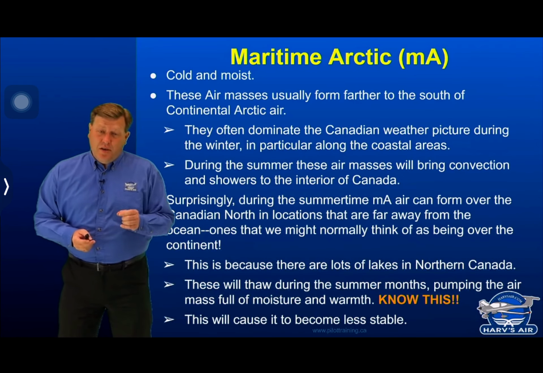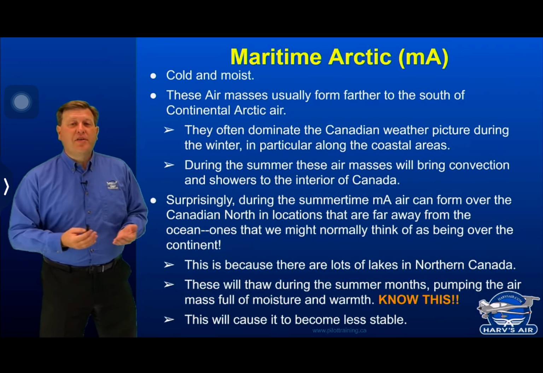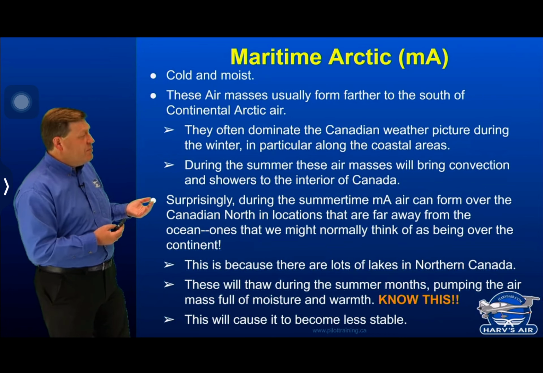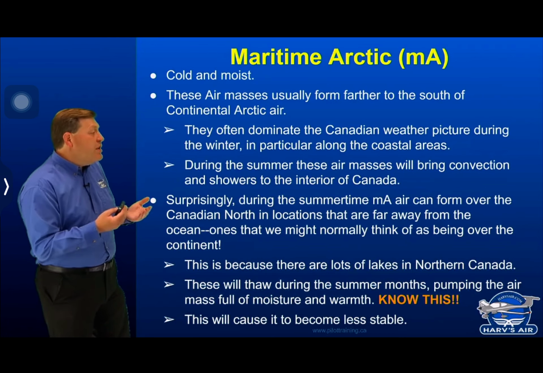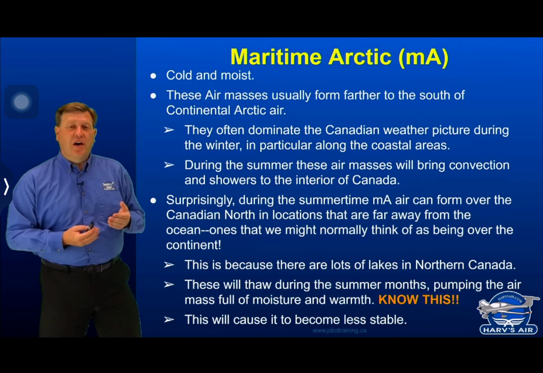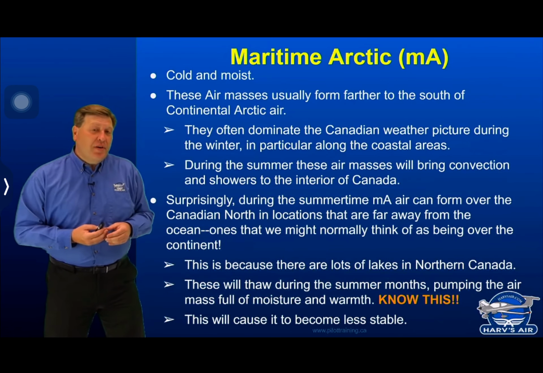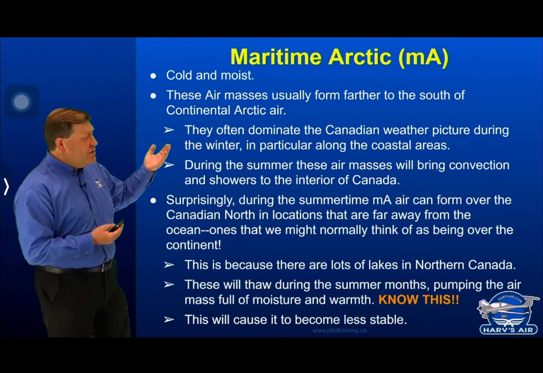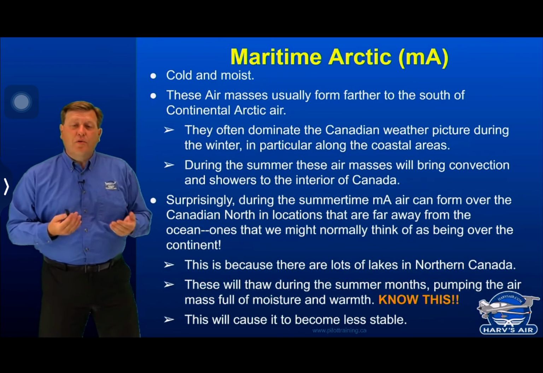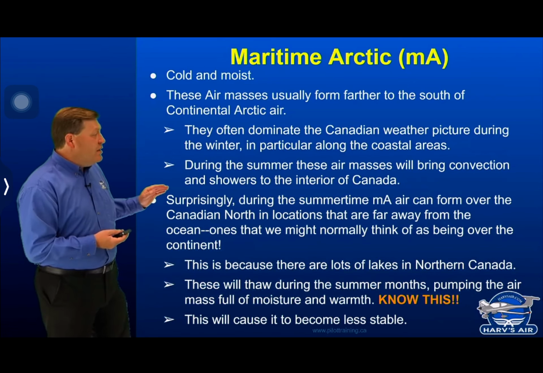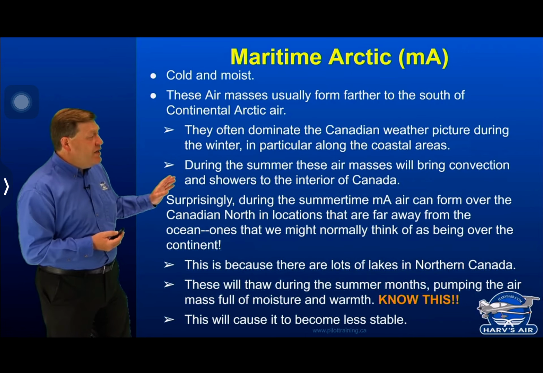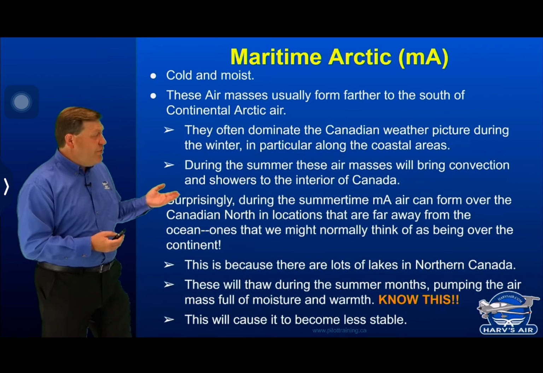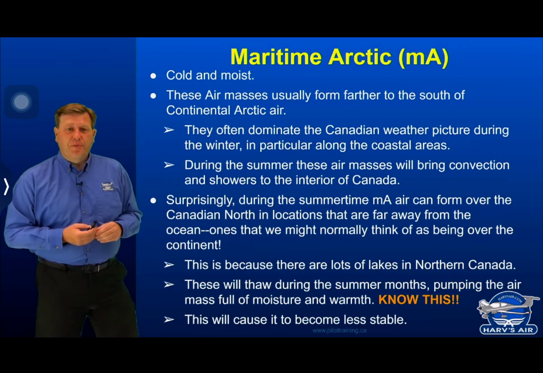The next common air mass in Canada is the maritime Arctic. These, of course, are cold and moist. These air masses usually form a little bit further to the south of those continental air masses. And when it comes to Canadian weather, these actually are one of the most dominant ones, particularly during the winter and particularly along coastal areas. During the summertime, if we get one of these in the more middle areas of Canada, the interior of Canada, they will frequently bring convection and showers.